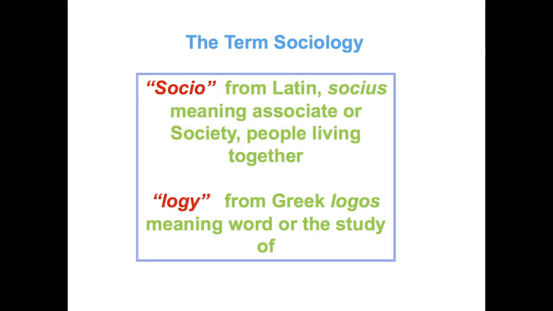Notice slide 22, the name of sociology. Sociology comes from two words, as we see in the next slide. Socio is from the Latin word socius, which means living together, people living together, associating. And ology comes from the Greek word logos, which means word, but it also means the study of.